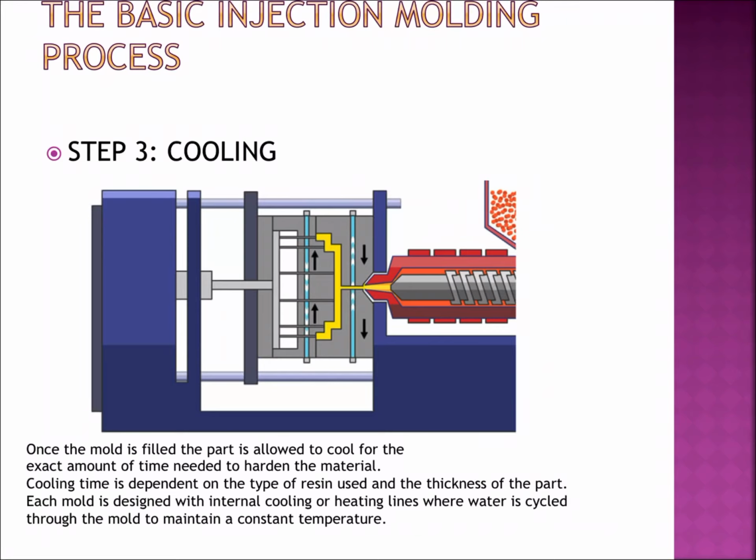Step 3 is cooling. Once the mold is filled, the part is allowed to cool for the exact amount of time needed to harden the material. Cooling time is dependent on the type of resin used and the thickness of the part. Each mold is designed with internal cooling or heating lines where water is cycled through the mold to maintain a constant temperature.